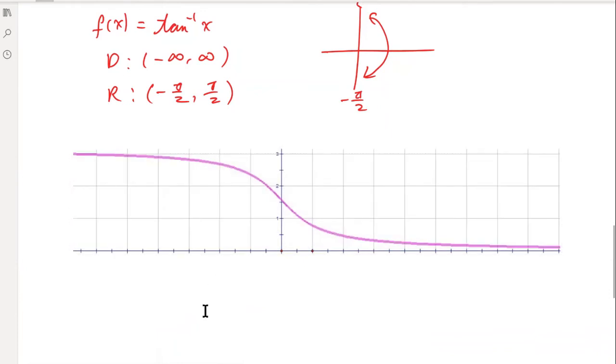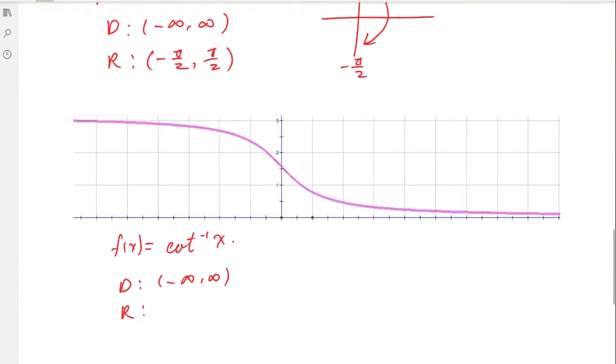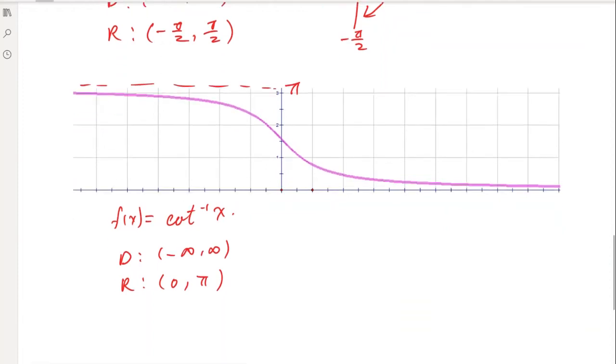Okay, so let's talk about this function, inverse cotangent of x. The domain is still everything, negative infinity to infinity. Your range, now you have to be careful, is 0 excluded to pi. Good. If you're going to memorize the picture, not these useless things, that means quadrant 1 and quadrant 2.